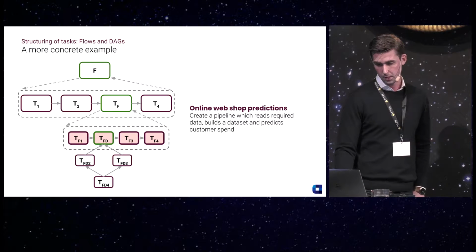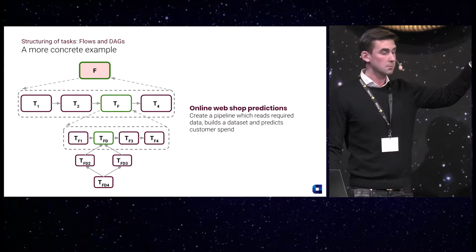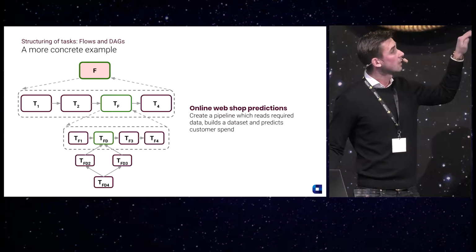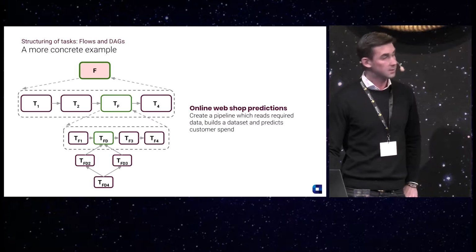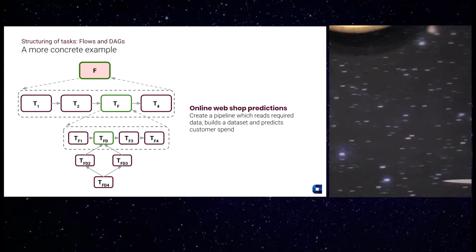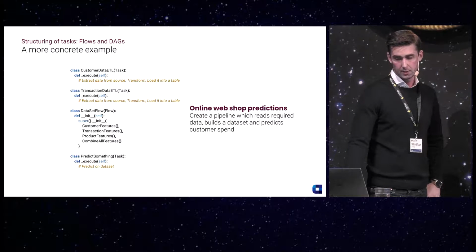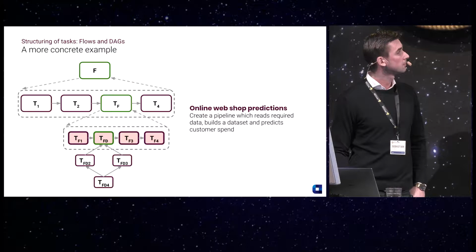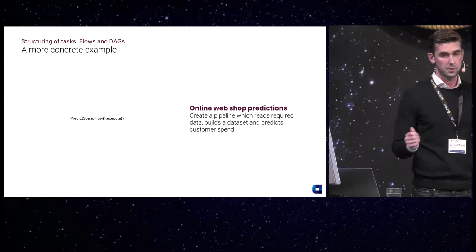Just a quick recap here. So we have this where the top flow is to load transaction, load customer data, create a dataset, and then predict something. At the level below that, we have the dataset flow, which is TF1 to TF4 here. And in the dataset flow, we saw that we did some customer features, some transaction features, product features, and then combined them all together. And in the end, you can execute all of it by just pressing one button, basically.